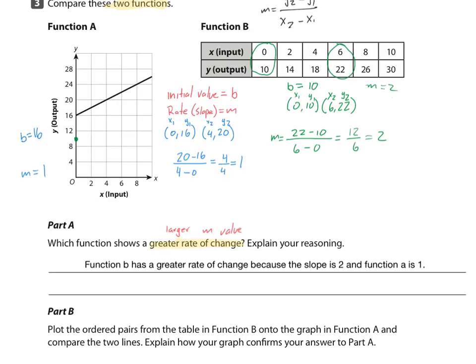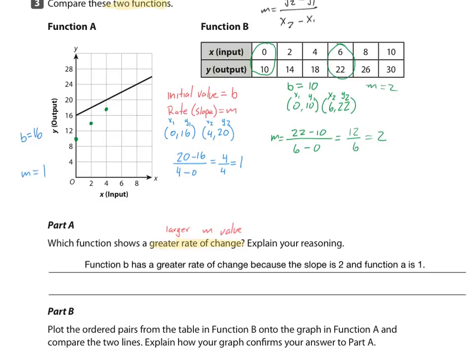Now the next point is going to be 2, 14. So we're going to go to 2, and then 14 is going to be somewhere here. So I'm going to put it somewhere here. We're going to continue with 4, 18, and then we're going to go to 18 right here.